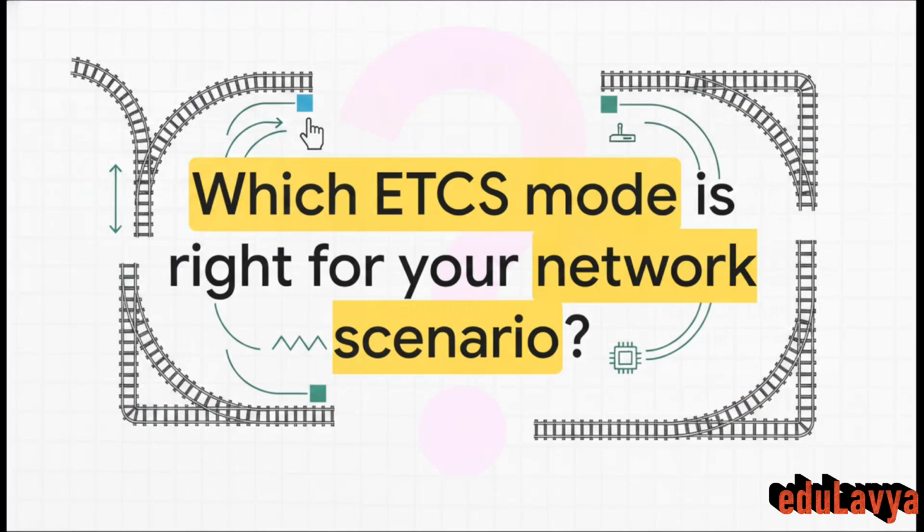So, having explored everything from the optimal full supervision to the ultimate fail-safe trip mode, I want to leave you with this to consider. Which ETCS mode provides the right balance of autonomy and manual control for your specific rail network scenario? Understanding these modes is absolutely key to grasping modern railway safety.